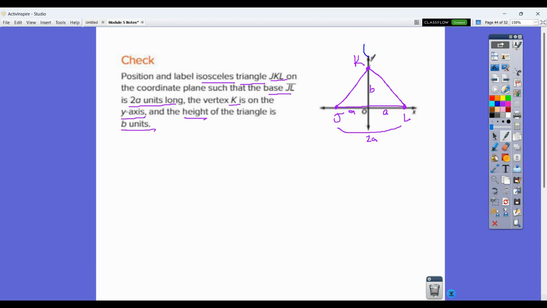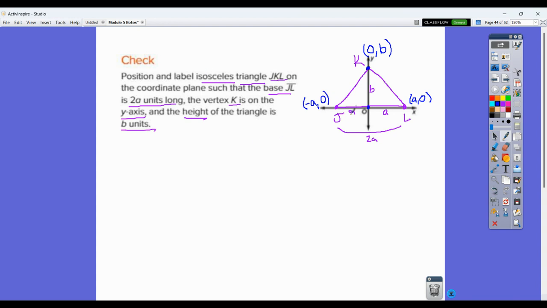So K, let's think about this. How did I get to K? You always go from 0, 0. I went left to right 0, and I went up b units. So 0, b is going to be my coordinates for K. For L, from 0, 0, I went right a units, and I went up or down 0 units. For J, I went left a units. Now be careful with this one: negative a, comma, up or down 0 units.